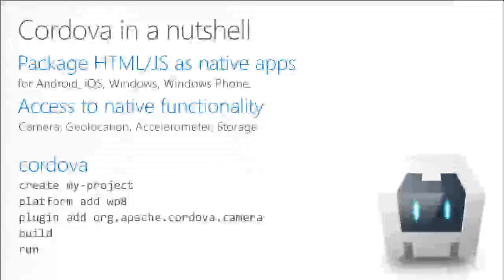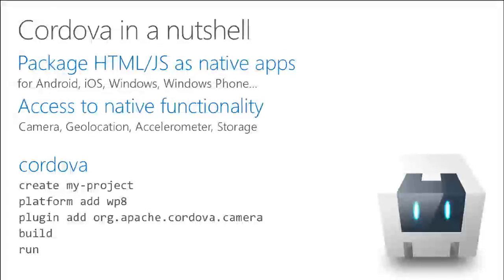In a nutshell, and it's really a nutshell because we don't have much time, Cordova allows you to take an HTML and JavaScript application, kind of like a web application, and package it up as a native app for many different devices. So that's a good part of it. Another good part of it is that it also provides a shim layer that lets you access a lot of native functionality, which you wouldn't usually be able to get at from JavaScript, from a web view in one of these devices.